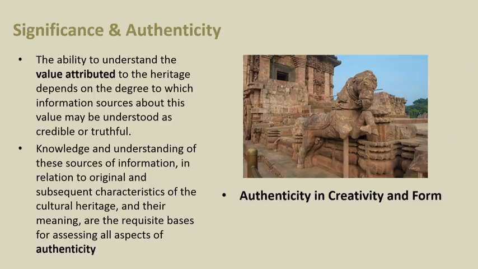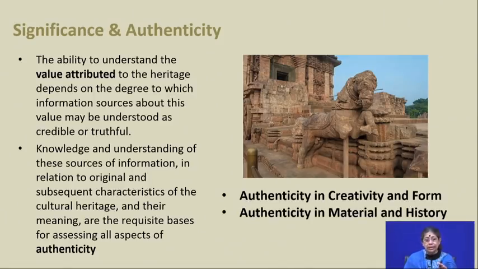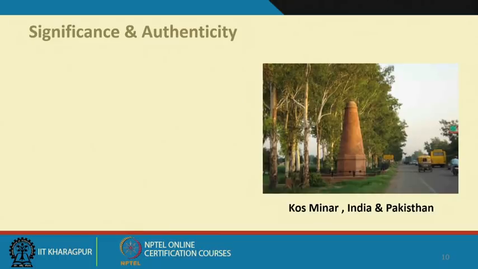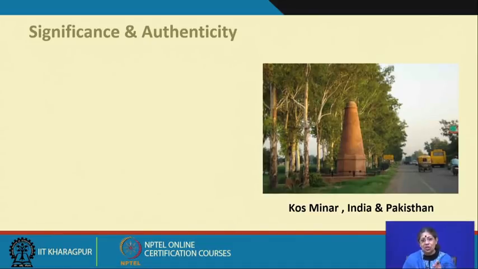So, authenticity in creativity and form, authenticity in material and history, and authenticity in continuity of the social cultural concept. That is also very challenging: how can authenticity be maintained in creativity and form, materials, and the social cultural context? I will take an example which is not a World Heritage Site, but tries to explain the relationship between value, significance, authenticity and others. This is Coast Minar. Coast Minars are there in India and Pakistan, along the routes.